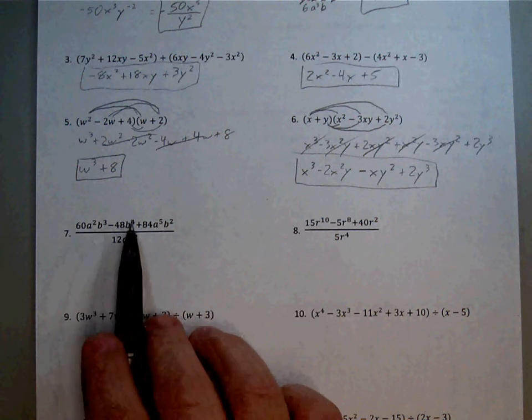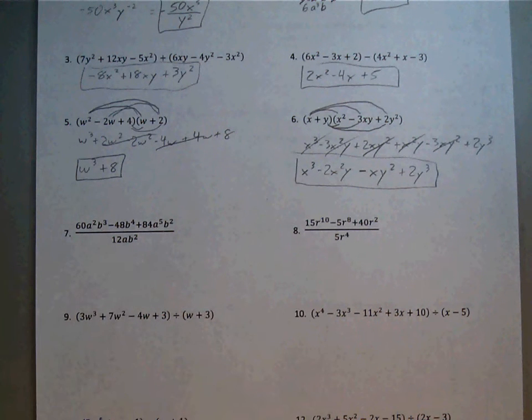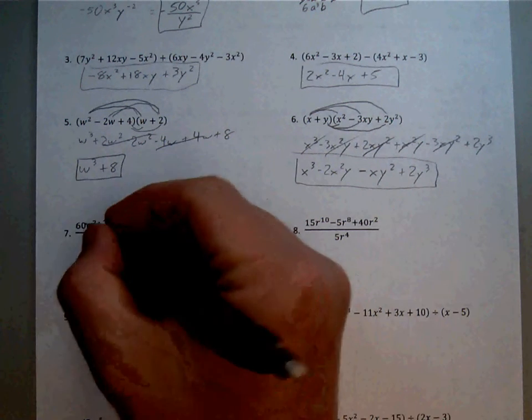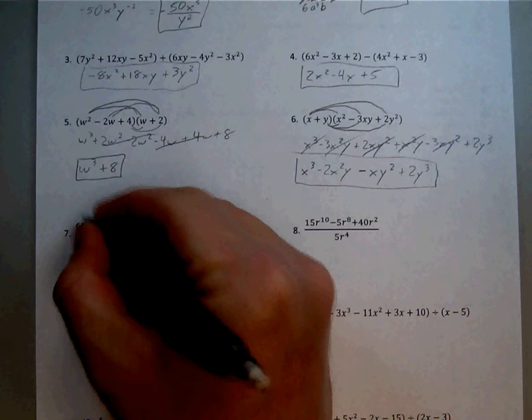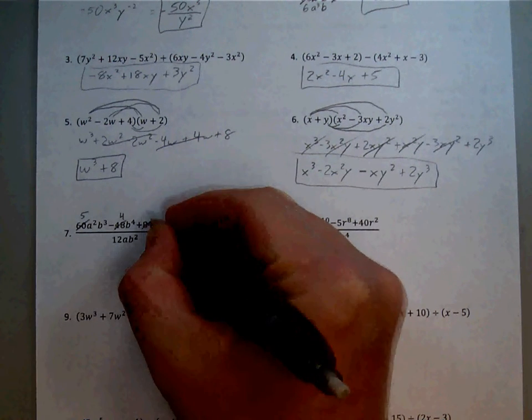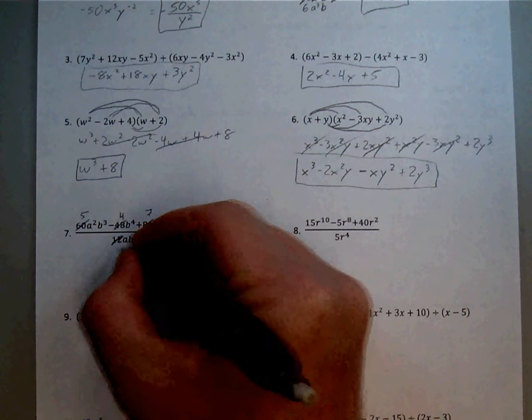Number 7, multiple terms in the numerator, one term in the denominator. I need to look to see if there's anything I can cancel from every term. Looks like I can factor out a 12 or cancel out 12 from every term. So 60 divided by 12 is 5, 48 divided by 12 is 4, 84 divided by 12 is 7, and 12 divided by 12 is just 1.